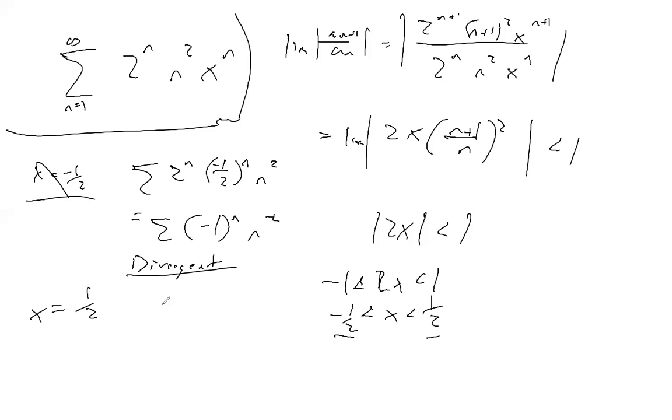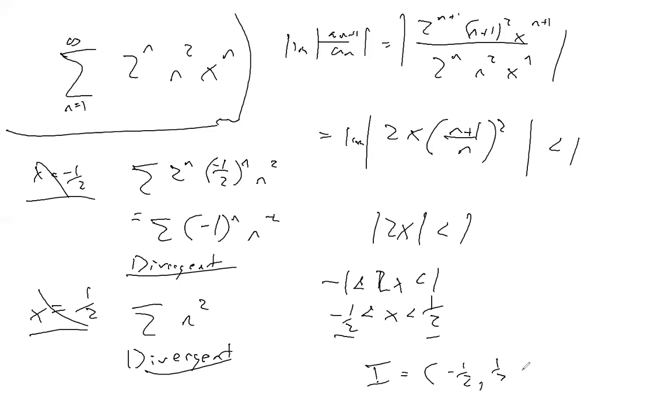Let's try +1/2. My series is similar, but I don't have an alternating negative sign. Once I simplify, it just becomes n squared. Again, divergent by divergence test. So I don't want to include this endpoint either. So my interval of convergence is -1/2 to +1/2, parentheses on both. Radius of convergence, all right, what's this radius of convergence? The total length of the interval is 1. Divide that by 2, and I get 1/2. So my radius of convergence is 1/2.